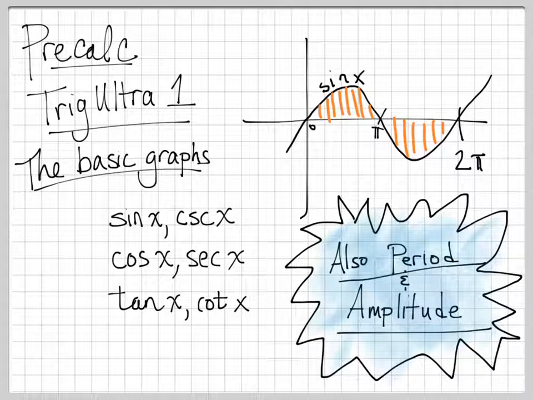Alright, so this is the first video for the second half of Trig, also called Trig Ultra. Today we are going to graph all 6 of the basic trig functions: sine, cosine, tangent, cosecant, secant, and cotangent. Also we're going to define and talk about period and amplitude.